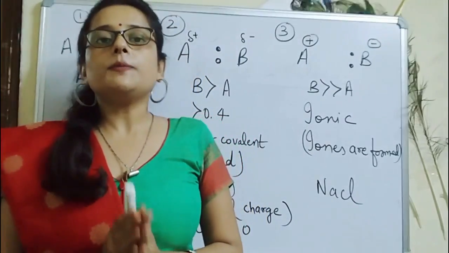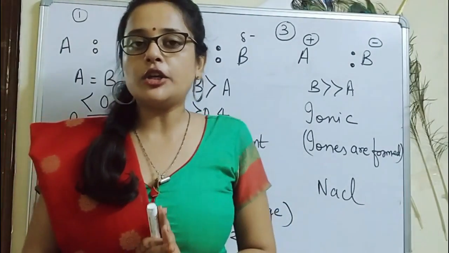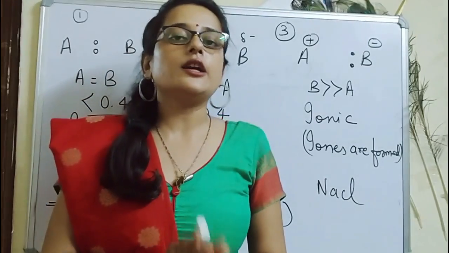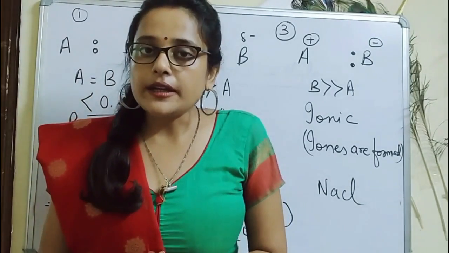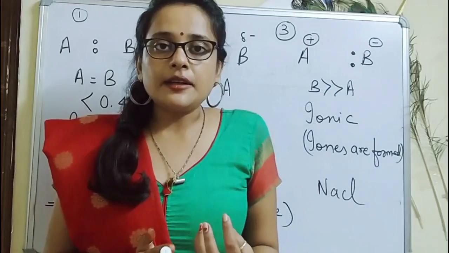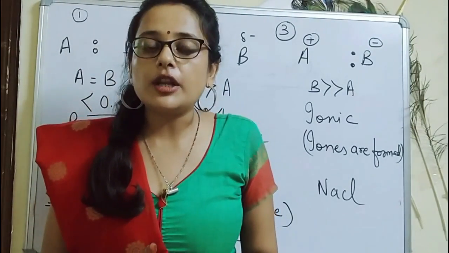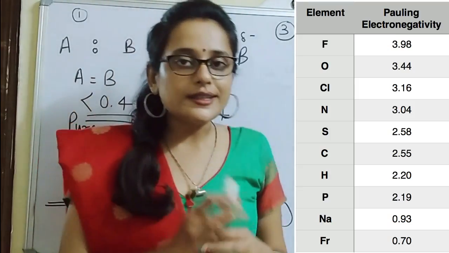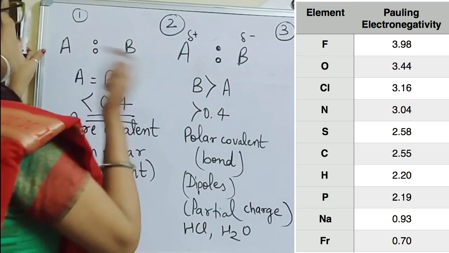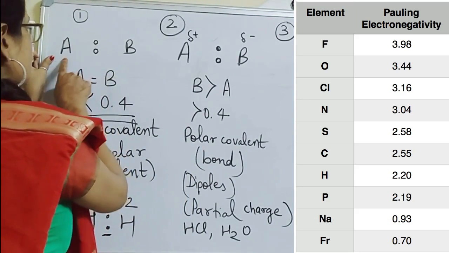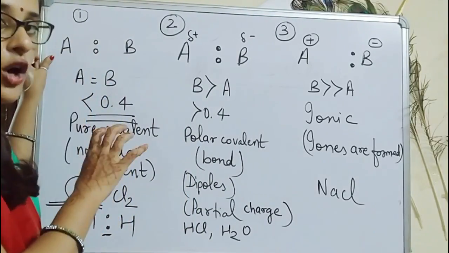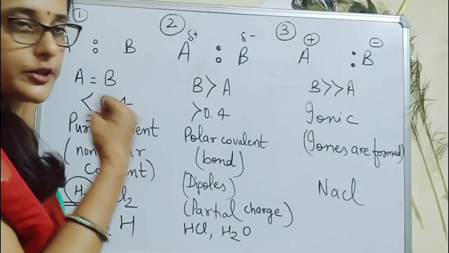What type of bond will be formed between atoms in a molecule will be decided by electronegativity. Electronegativity is the power of an atom to attract the bonded pair of electrons towards itself. To understand this, let's take an example. Let's suppose A and B are the atoms which will form bonds to form a molecule.